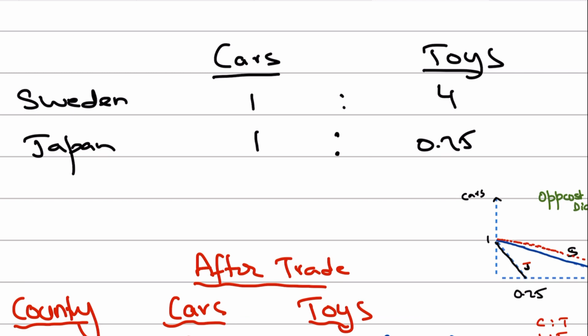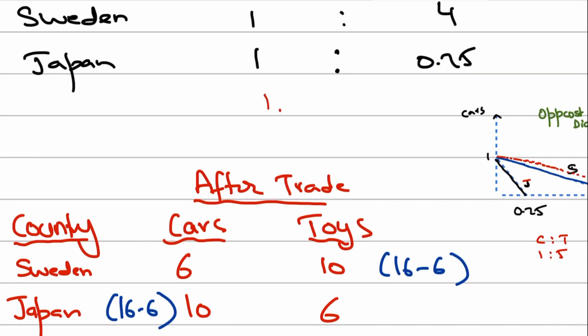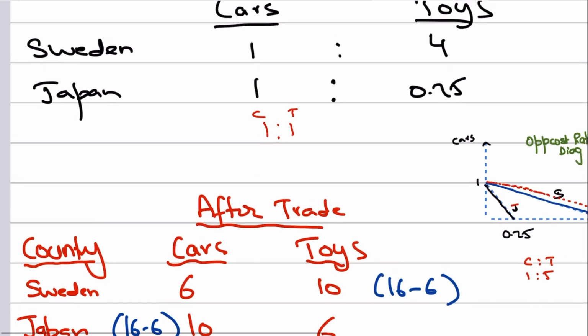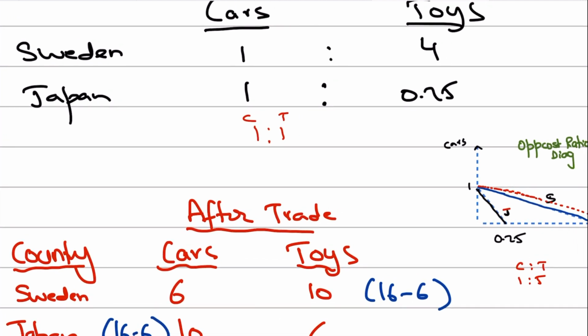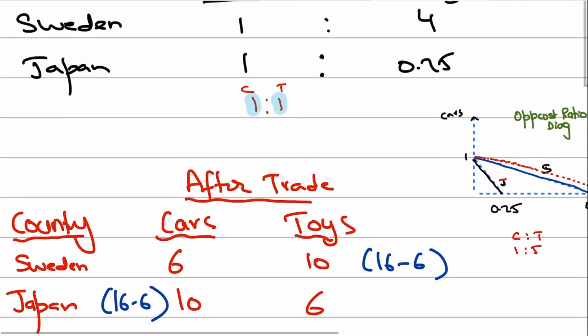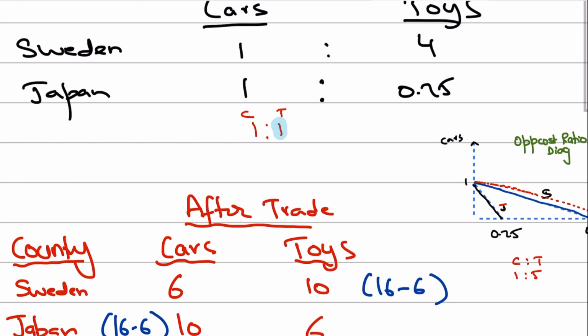While if we see the opportunity cost ratios for Japan, we have one car for 0.25 toys, right? Now guys, the exchange ratio 1 is to 1, that is one car for one toy, is also beneficial for Japan as well. And we can see why. Initially, if Japan produced 0.25 toys, it had to give up one car. I'm saying it again: to produce 0.25 toys, it had to give up one car. But now Japan can import one whole toy by giving up one car, since Japan is specializing in cars and exporting one car, right?